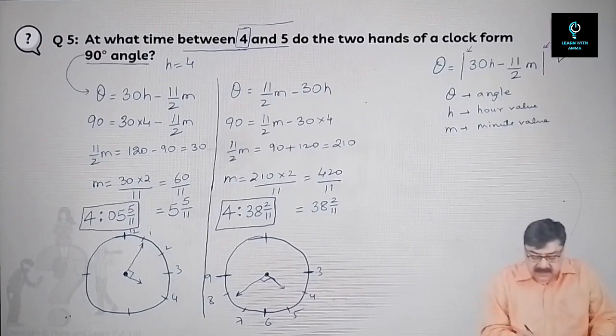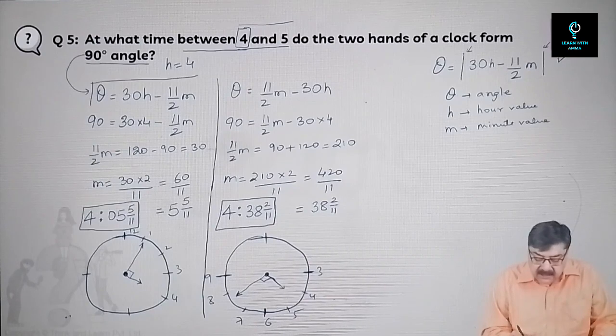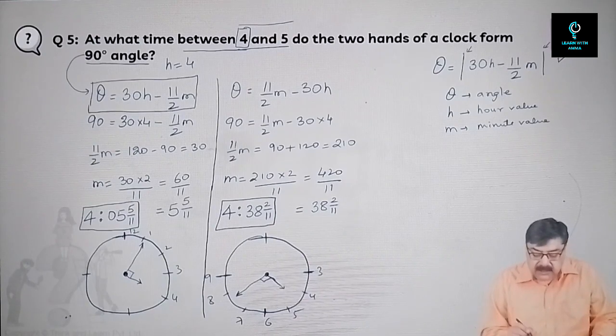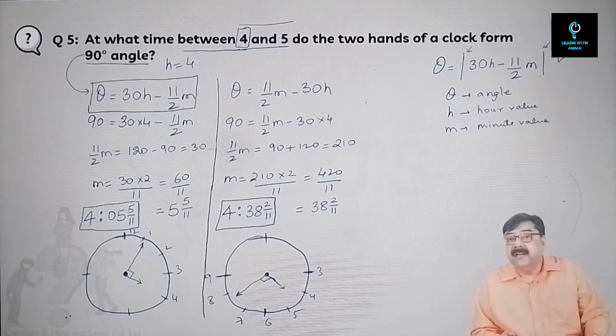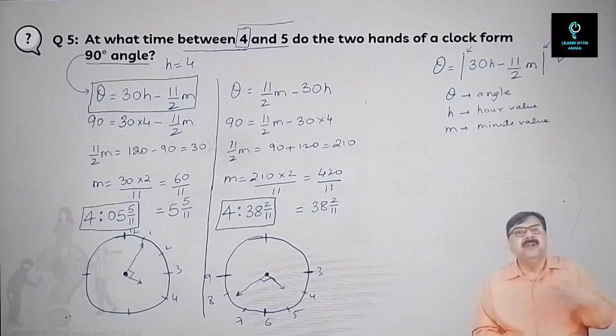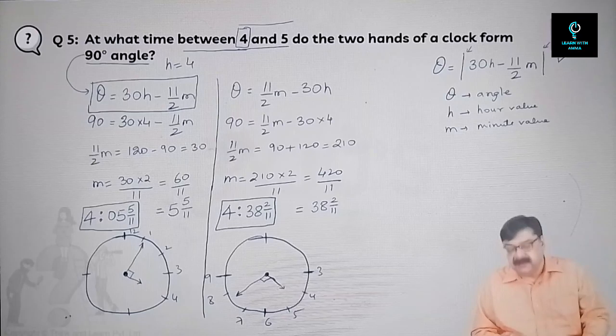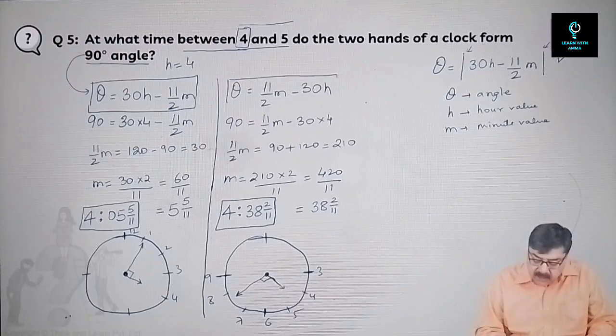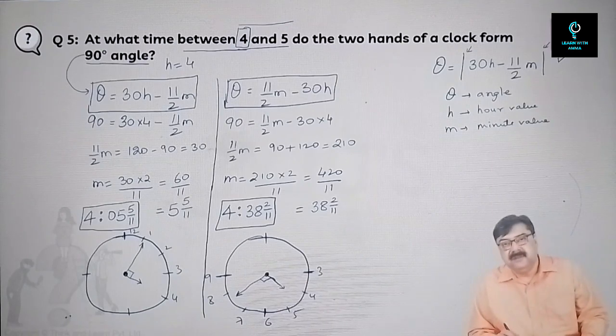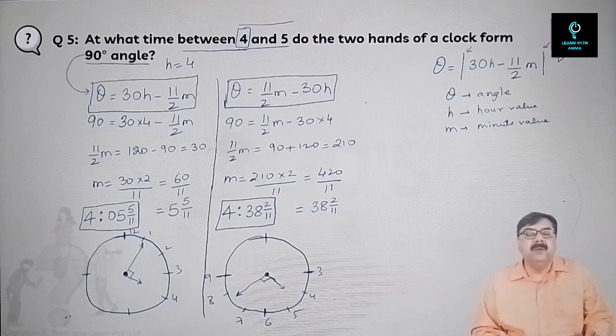Now what is it that we need to keep in our mind? Theta is equal to 30h minus 11 by 2m. And then you can rewrite this in reverse order to find out the second timing. So you can write it in any order, but obviously the value has to be positive. If it is not coming out to be positive, then please reverse the order.